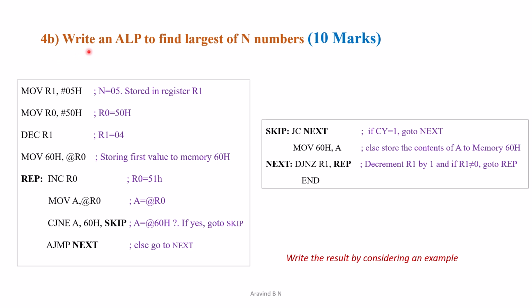Question 4b. Write an ALP to find the largest of n numbers. This is for 10 marks. We can consider the same program that we are going to do in the lab. You can write the same program over here, or you can just refer to the program that is presented over here. After writing this program, it is good to show the result of the program. Take an array of values, and mention which is the largest value from that, and in a similar representation, what the output will be before execution and after execution. If you mention it clearly, that will be much appreciated.